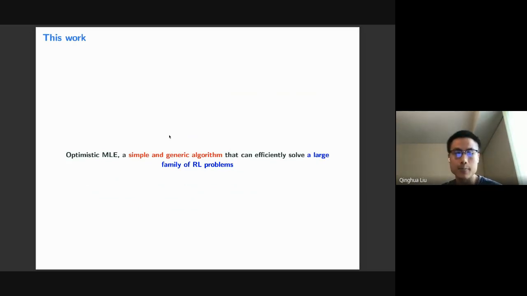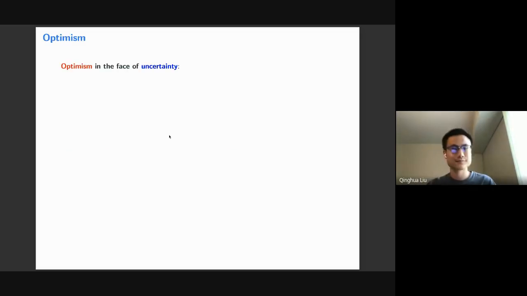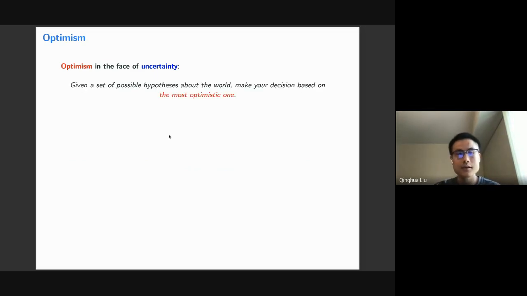And in the following slides, I will introduce a simple and generic algorithm called optimistic MLE. We will show this algorithm is super simple and it can be used to solve a large family of RL problems using only polynomial samples. This algorithm builds upon two simple ideas. The first one is optimism in the face of uncertainty. So what does it mean? Given a set of possible hypotheses about the world, we should make our decision based on the most optimistic one.